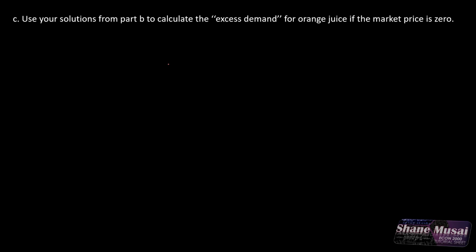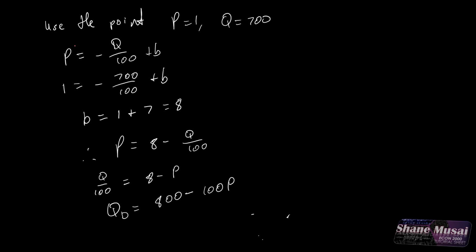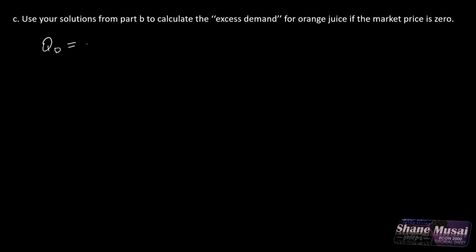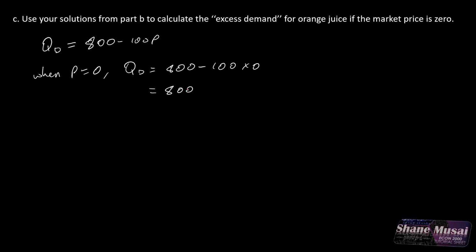Right, so excess demand is the extra demand, or how much demand exceeds supply at that price. So if we look at price equals 0, the equation for quantity demanded is 800 minus 100p. So at price 0, when p is equal to 0, quantity demanded is equal to 800 minus 100 times 0, which is just equal to 800 million gallons of orange juice. So just quoting that because each unit here represents 1,000,000 gallons of orange juice.